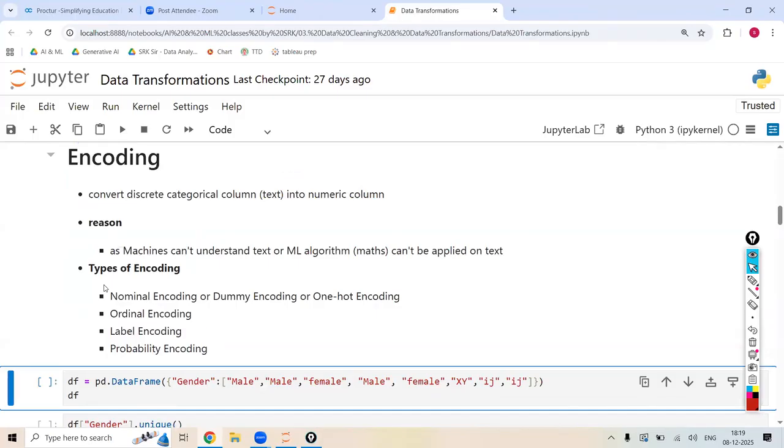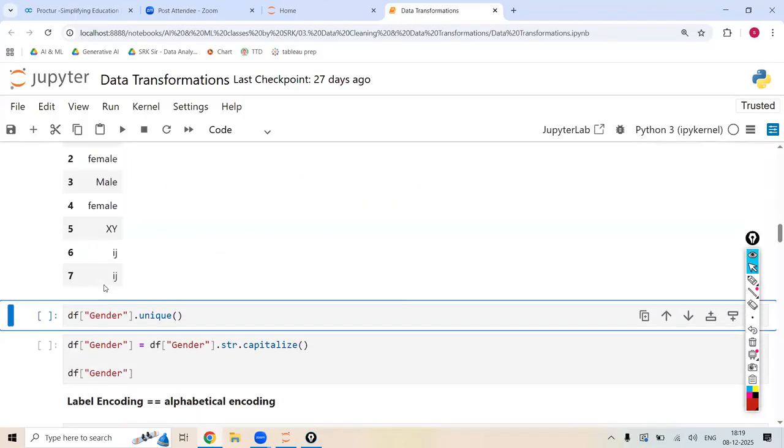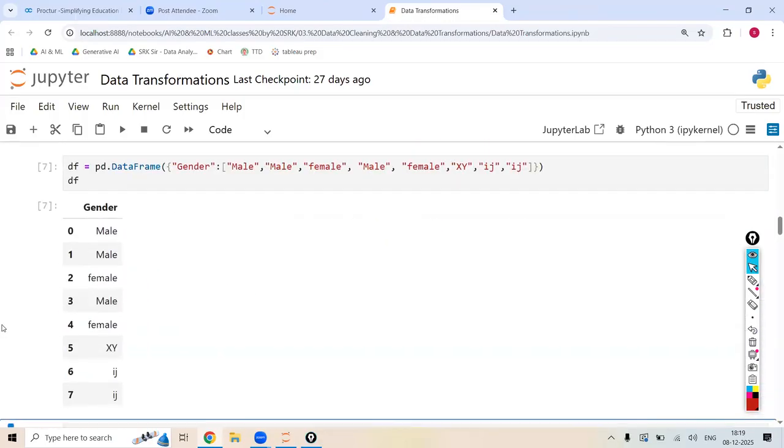Okay. Converting the categorical column into a numerical column is called encoding. Now, let's take a small example. Okay, we'll start with an example. First, what data are we having?